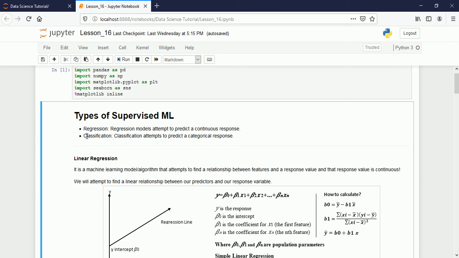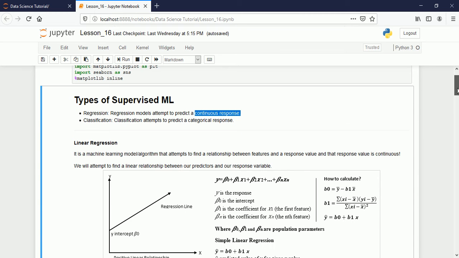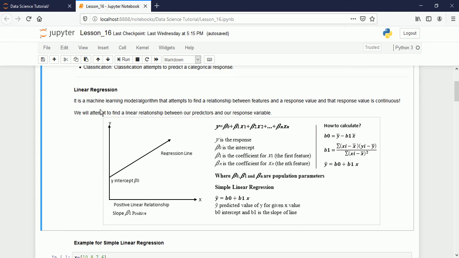About classification we are going to talk in the next lecture. Here I am going to talk only about regression models. Regression models are used to predict continuous responses. This you have to remember. Now let's see linear regression models here.